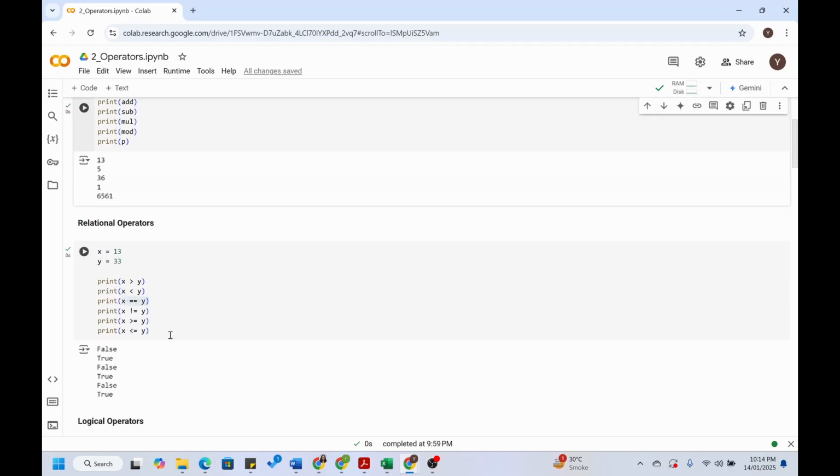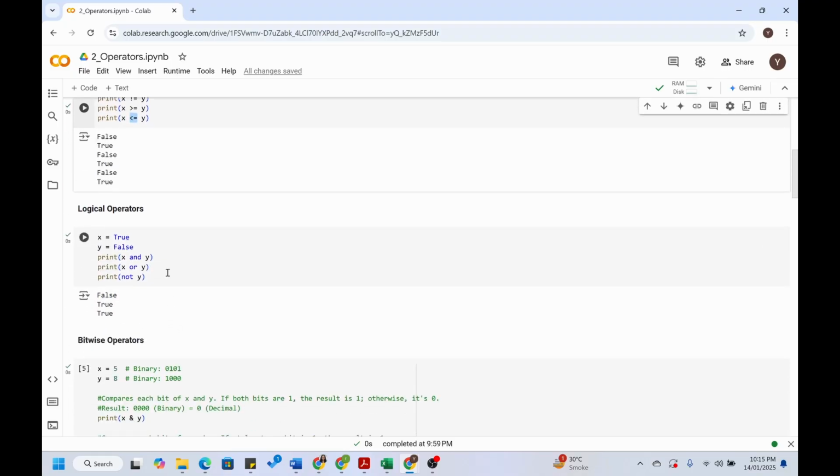Now second is the relational operators, where we will be finding out the relation between any two specific variables, and the result of these relational operators will be boolean, that is true or false. These are greater than, less than, equality operator, not equals to, greater than equals to, and less than equals to. They simply compare the two variables which we have mentioned over here and give the value in terms of true or false.